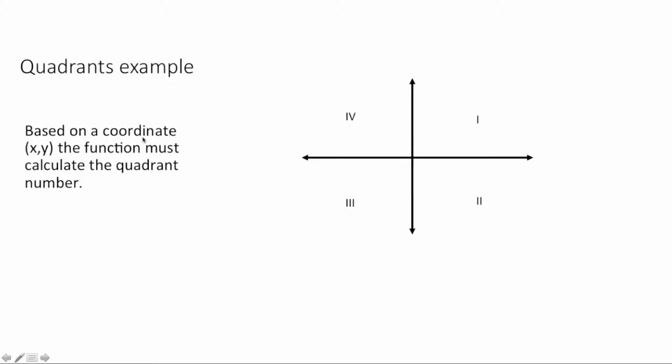Here you have an example, the quadrants example. Based on a coordinate, a point x, y, the function must calculate the quadrant number. So we have from 1 to 4 quadrants. Quadrant number 1 is for x positive and y positive. Quadrant number 2 is for x positive and y negative. Quadrant number 3 is for x negative and y negative. And quadrant number 4 is for x negative and y positive.